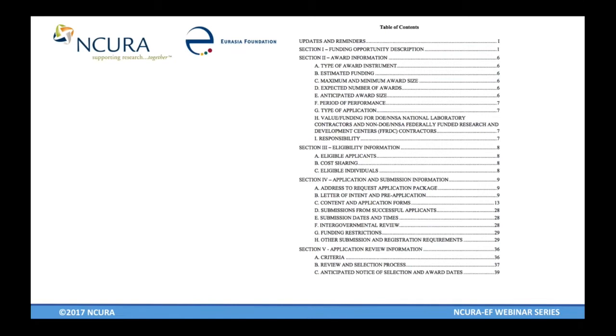This table shows the table of contents for a full funding opportunity announcement. At 39 pages, this FOA is short compared to some. As you can see, the full announcement includes a description of the program, a lot of information about the type of award, such as the maximum award size, duration of the award, and applicant eligibility information. It also includes information on how to submit the application and the application review criteria.